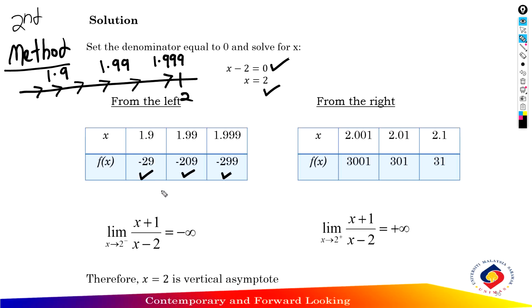And then f(x) decreases to negative infinity, and the limit as x approaches 2 from the left of (x + 1) over (x - 2) equals negative infinity.